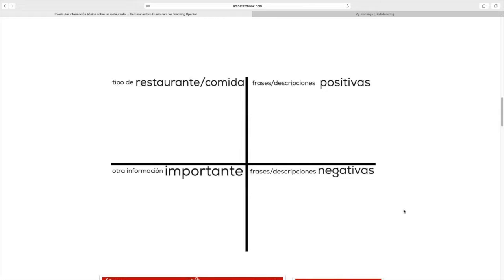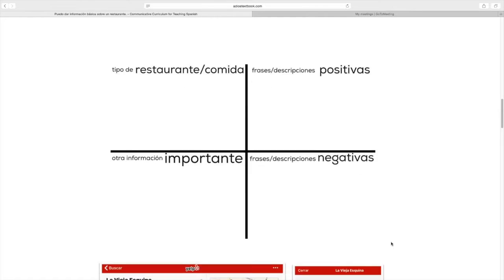I have type of restaurant or type of food, other information that's important, and students can pick out all kinds of stuff for this. Then phrases, positive or negative descriptions or phrases, letting them pick out some words that they feel are positive or negative that would help them talk about a restaurant or a food.